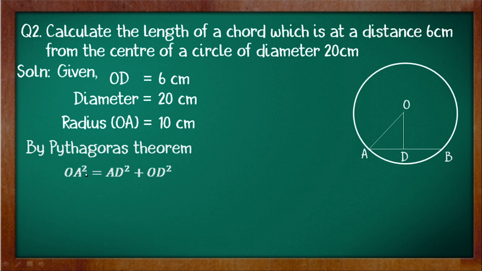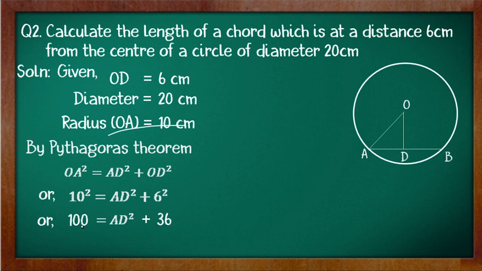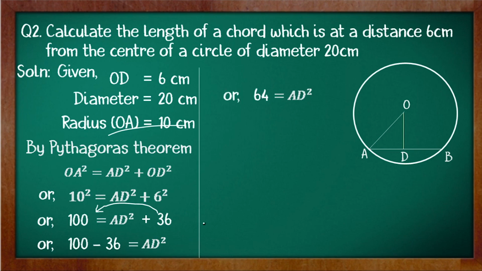Now hypotenuse squared is equal to base squared plus perpendicular squared. So we put the values of OA and OD. So 10 squared is equal to AD squared plus 6 squared. 10 squared is 100 and 6 squared is 36. So we'll be taking 36 to this side. So we have 100 minus 36 is equal to AD squared. So now AD squared is equal to 64, because 100 minus 36 is 64.